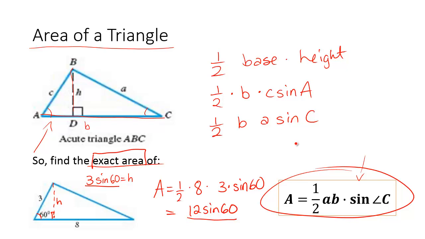Well, what's sine 60? Think back to your special triangles. You have 60, 30, root 3, 2, 1. So what is the sine of 60? The sine of 60 is the opposite over the hypotenuse, which is 12 times root 3 over 2, which is, when simplified, 6 root 3.